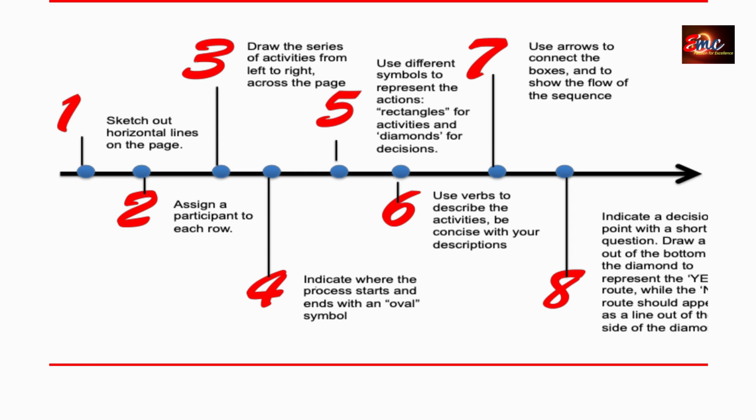4. Indicate where the process starts and ends with an oval symbol. 5. Use different symbols to represent the actions: rectangles for activities, and diamonds for decisions. 6. Use verbs to describe the activities, and be concise with your descriptions. 7. Use arrows to connect the boxes, and to show the flow of the sequence. 8. Indicate a decision point with a short question. Draw a line out of the bottom of the diamond to represent the yes route, while the no route should appear as a line out of the side of the diamond.